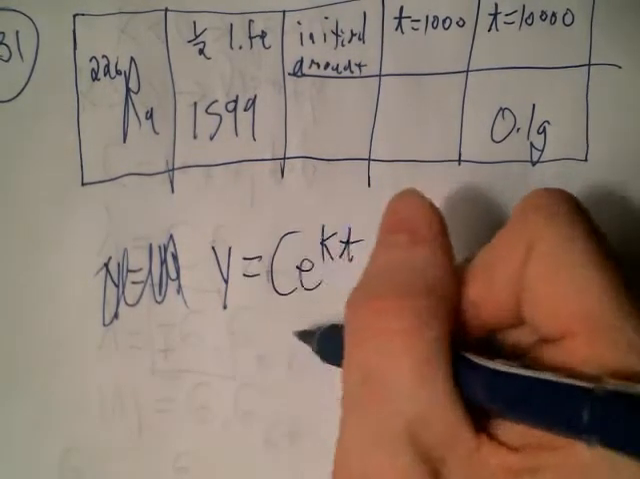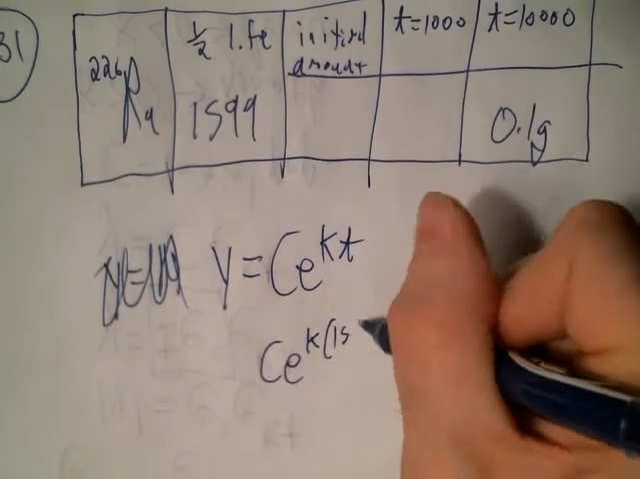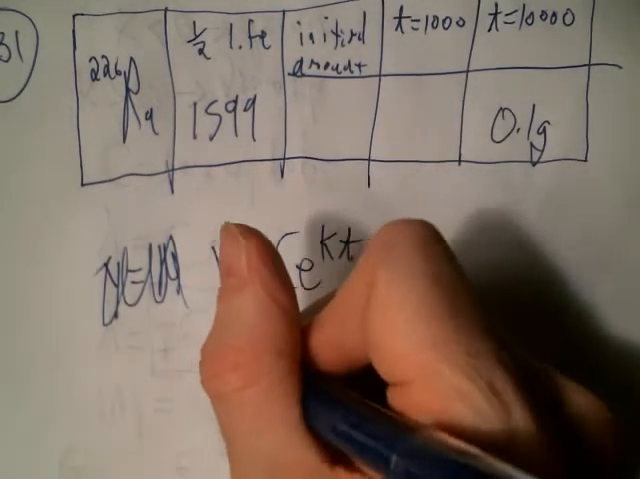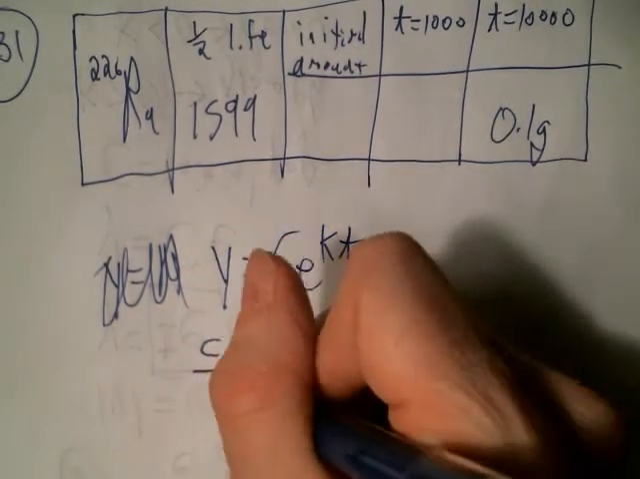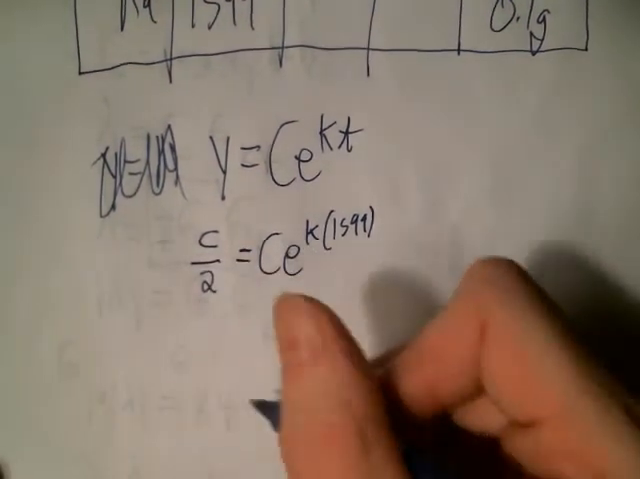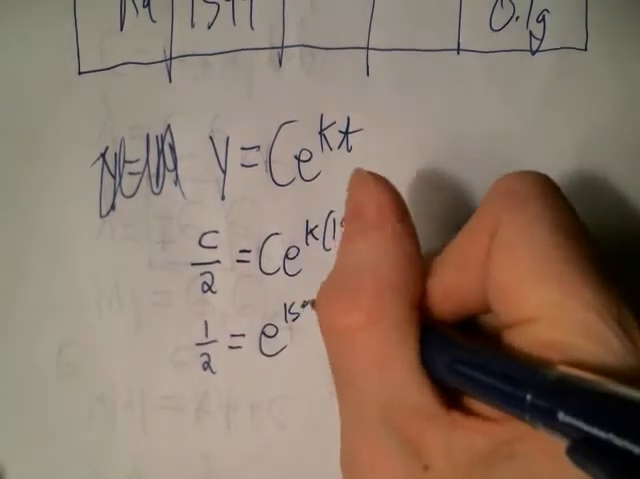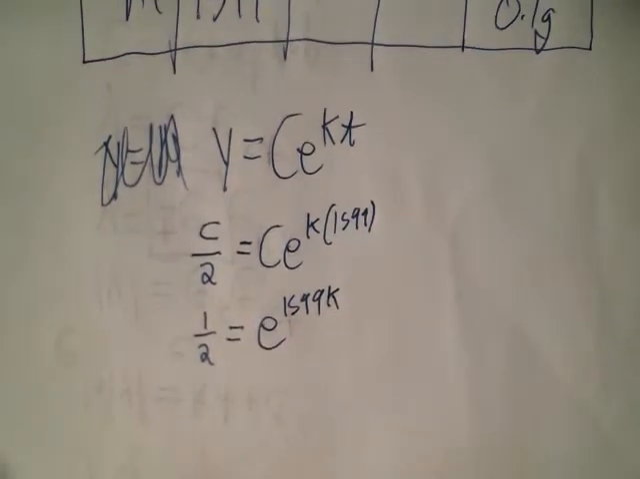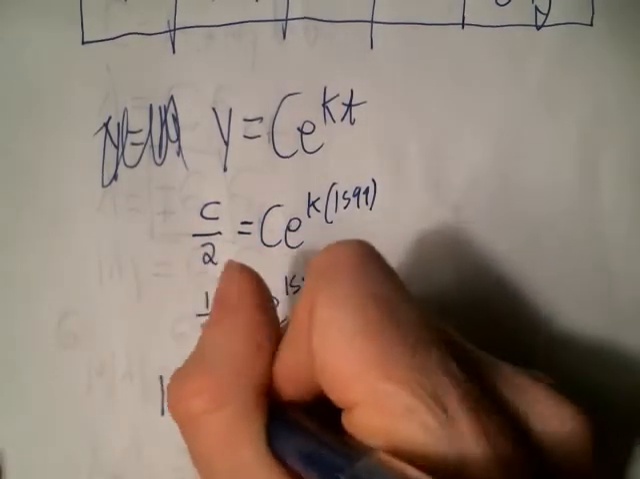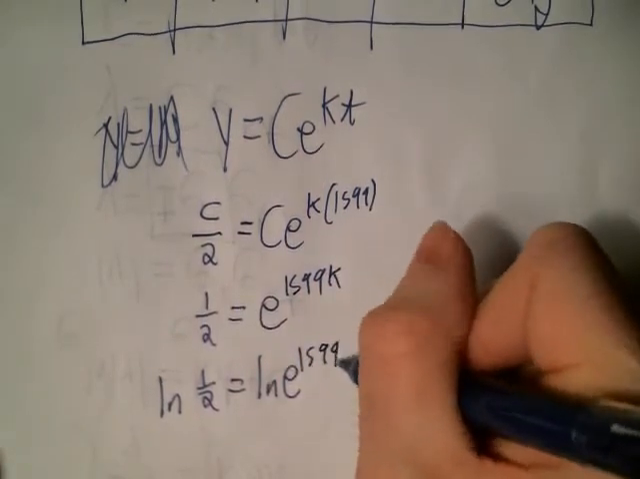After 1599 years, there's only 1/2 of the c value left. So you could say when t is equal to 1599, the amount left at the end of the day is c over 2. You divide both sides by c, then you get 1/2 equals e to the 1599k. Then you could take logarithms on both sides. So the ln of 1/2 equals the ln of e to the 1599k.